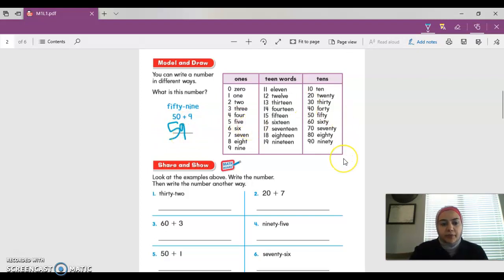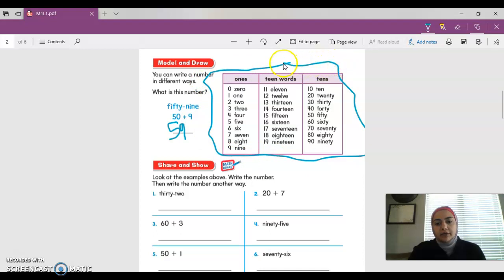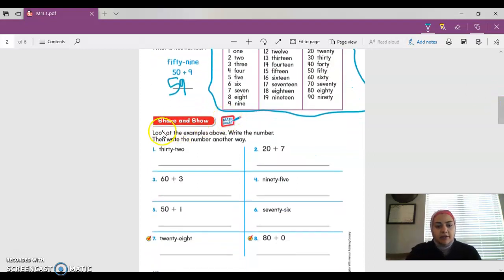Right? Okay. And I love this chart right here because it tells you how to spell all of the numbers, basically, that you're going to use. All the teen words, the ones, and the tens. You're going to need this chart, so I would definitely make sure you don't lose that. You're going to need it a lot in our class throughout the year, just until you've memorized how to spell it all, okay? So here it says, look at the examples above, write the number.